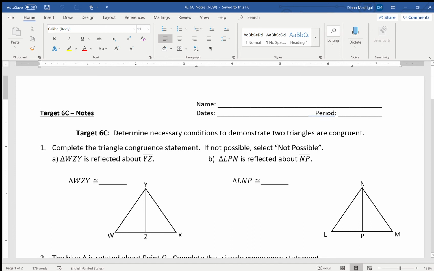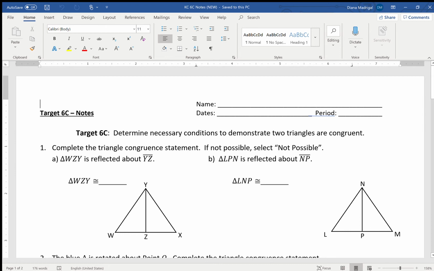How do you find the statement? Well, you have to match the pre-image with the image. Okay, so we're going to start right away with question number 1. It says complete the triangle congruent statement. If not possible, please select not possible.